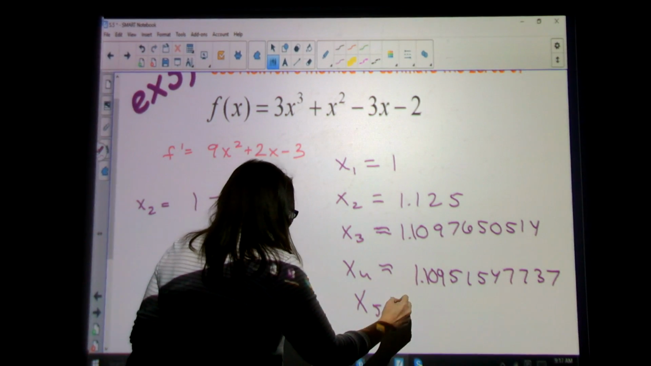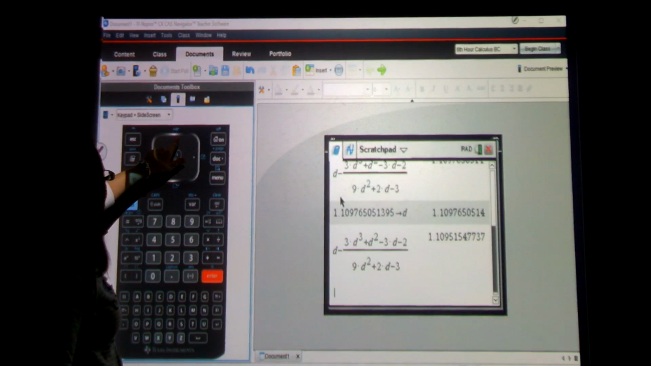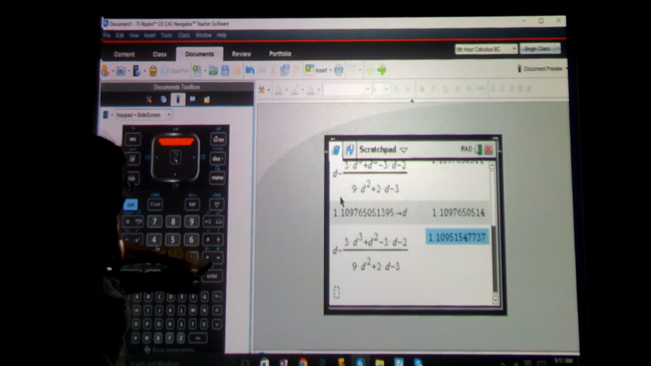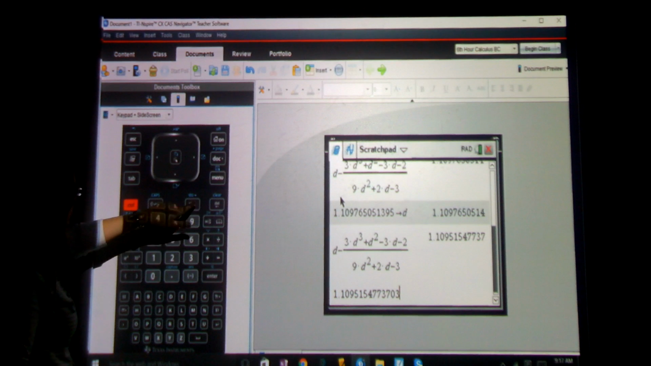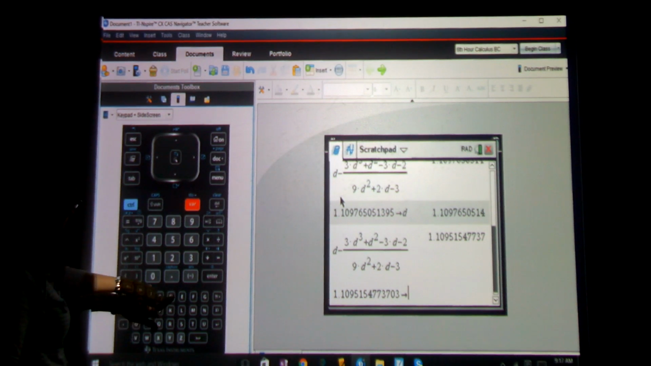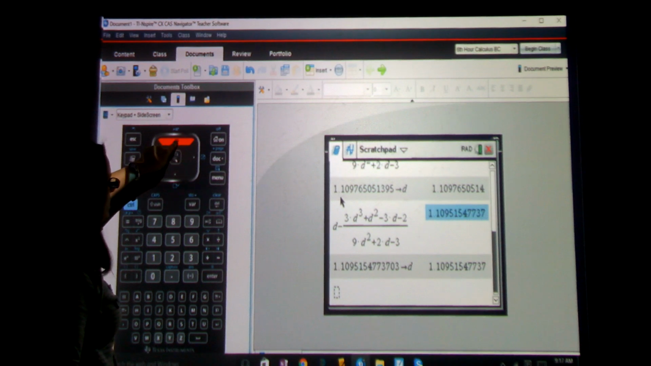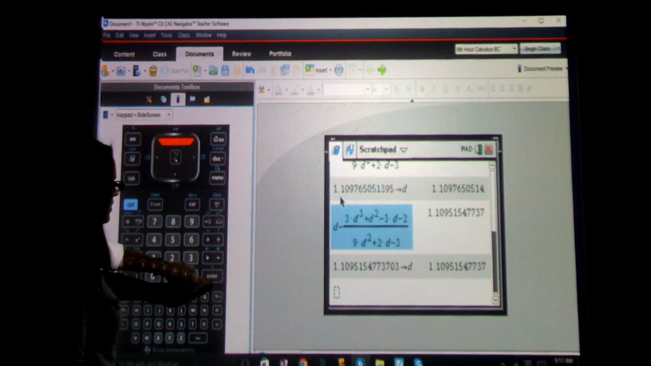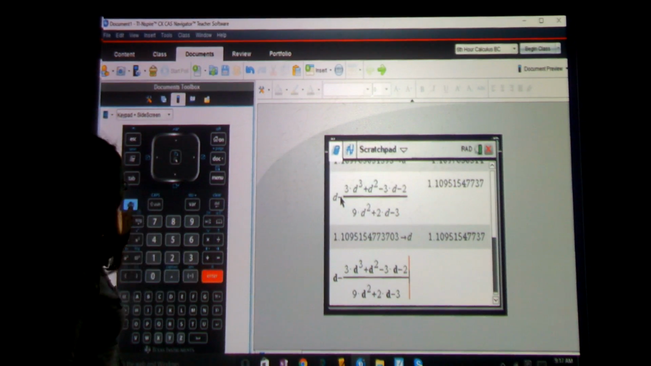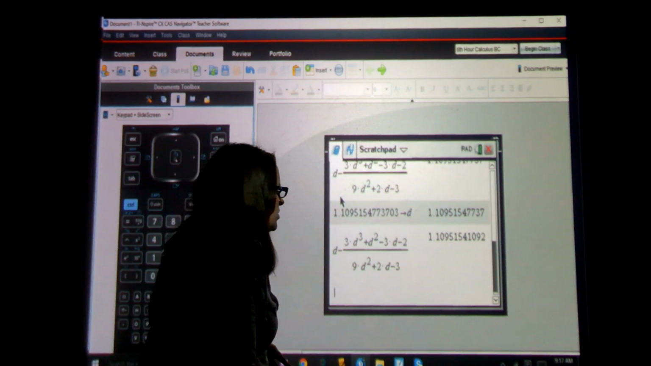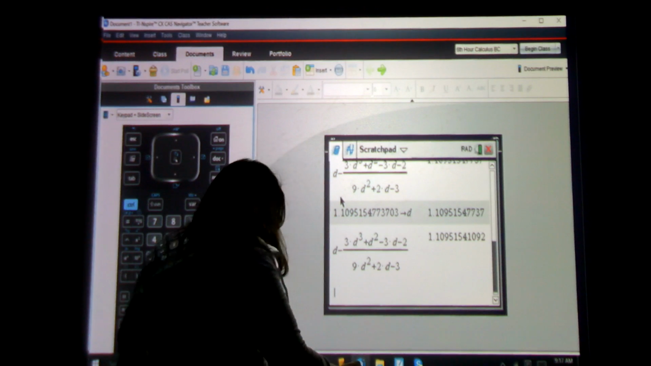Keep going. So go back, take your answer. Enter. Control, store into D. Go back, grab your expression. Pretty close, except my last one is a 1092.